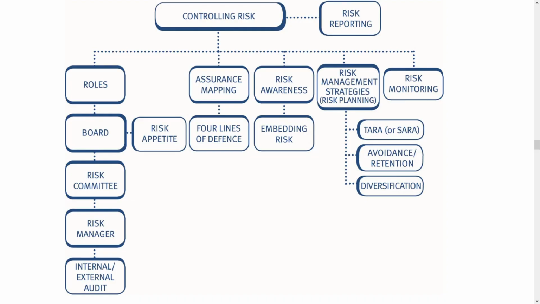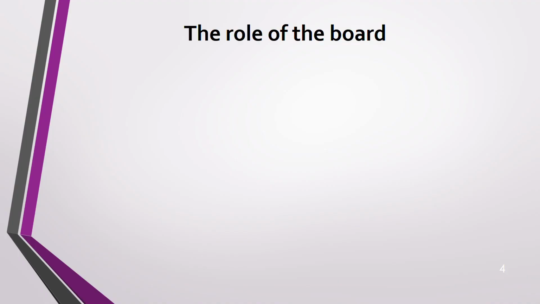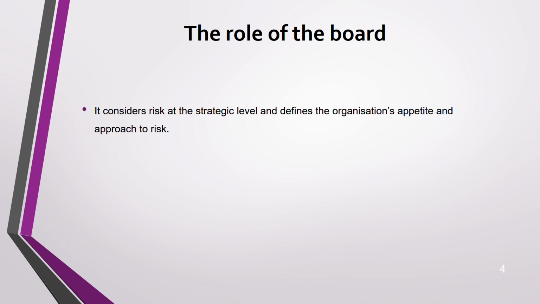This is just a snapshot of what you're going to cover. At the end we are going to go through this summary again: the roles of the board, the risk committee, the risk manager, all those things. Now, the role of the board. The board considers risk at the strategic level. The board always takes into consideration the strategic positions, the top-level things, so they look at risk at the strategic level.